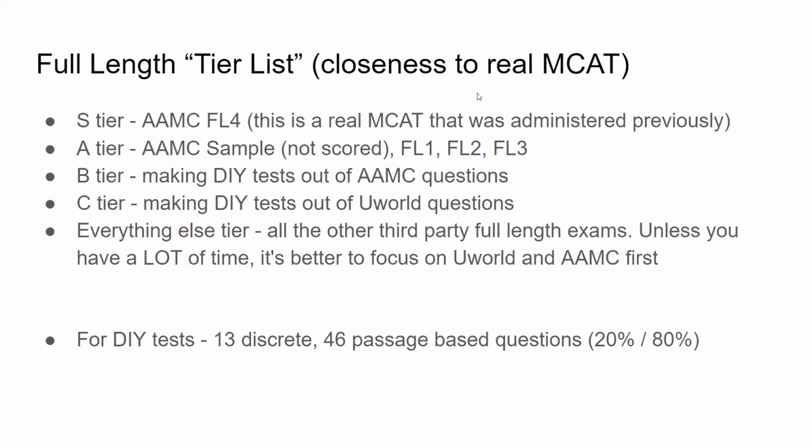If you're making your own tests, the breakdown is that 13 of those questions are going to be discrete standalone questions that are not related to a passage, and 46 of those will be passage based. So you want to maintain that ratio. You can make your tests out of AAMC questions. You can also make your tests out of UWorld questions, also very good because there's like 2,000 UWorld questions, so you have plenty of questions to work with.